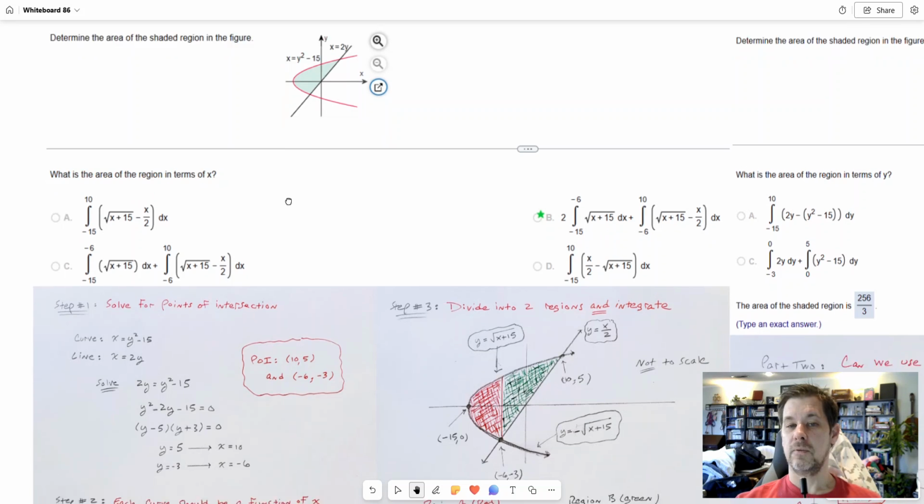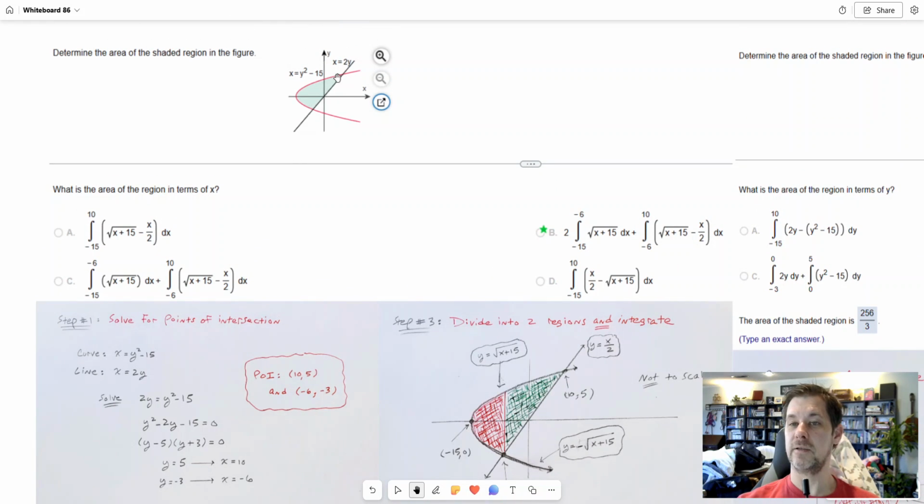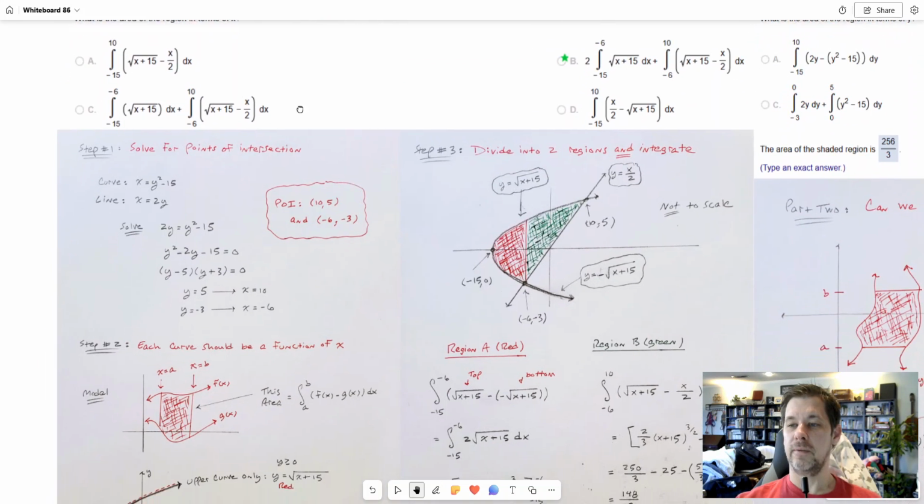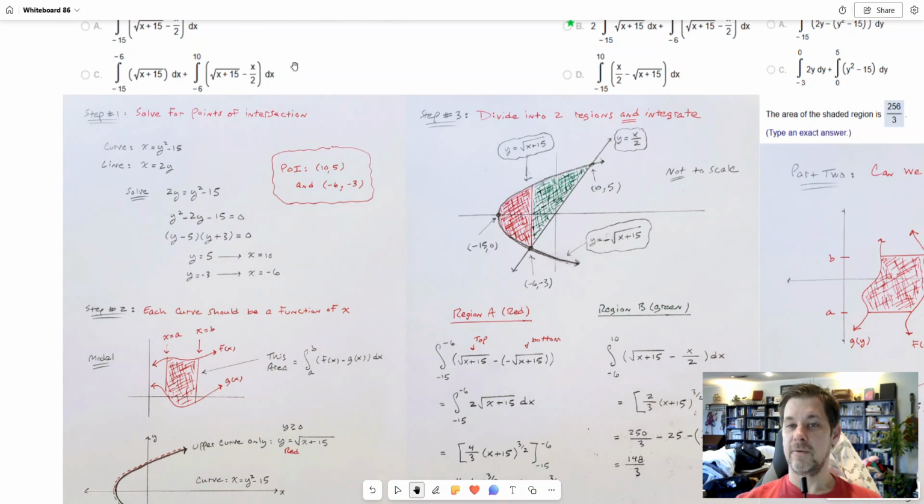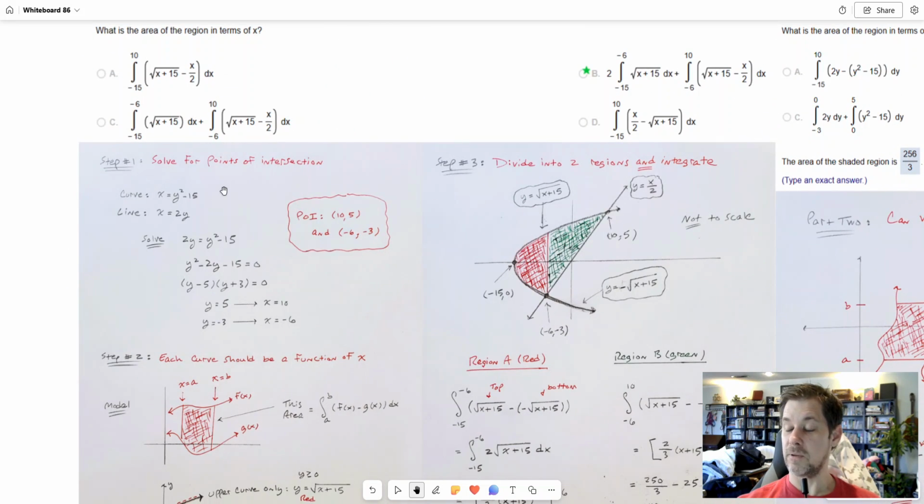Okay. So the first part of the question says, what's the area of the region in terms of x? And what it's looking for here is, what's the setup? How would you set up a definite integral to calculate that area right there as you see it? So let me go through the steps for that. Here's what I think we'll need to do. First, I noticed that this shaded region defines an area that I'd like to calculate, and it's contained by this parabola and this line, and they intersect at 2 points. So you're going to need to know those points of intersection.